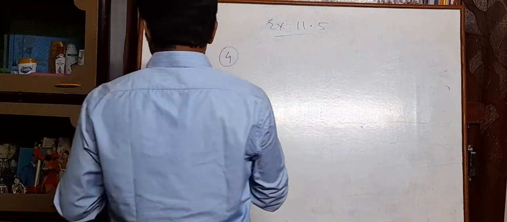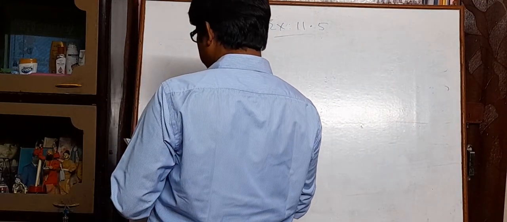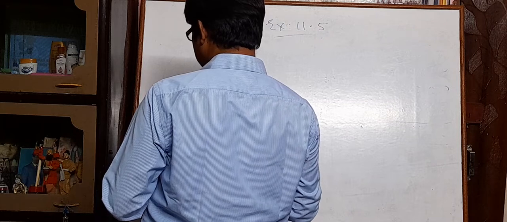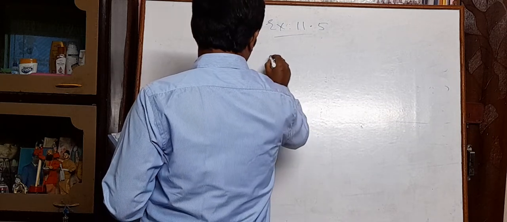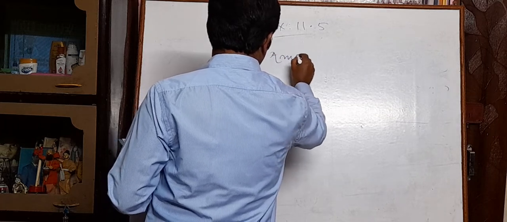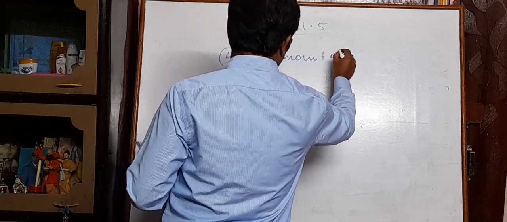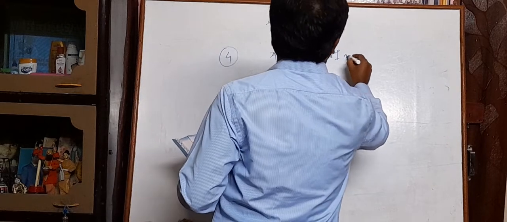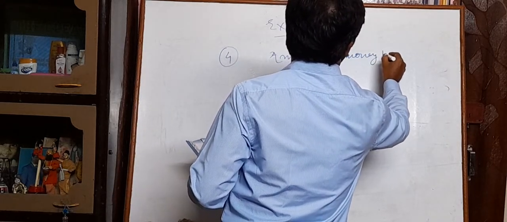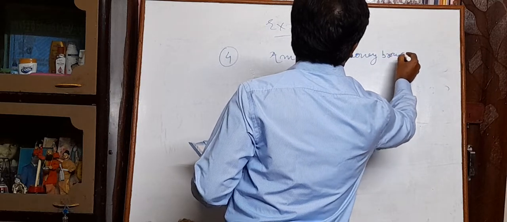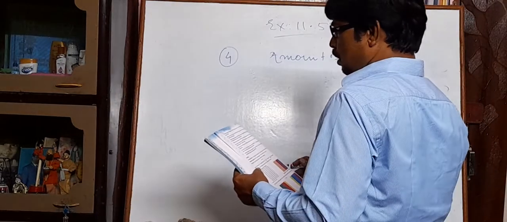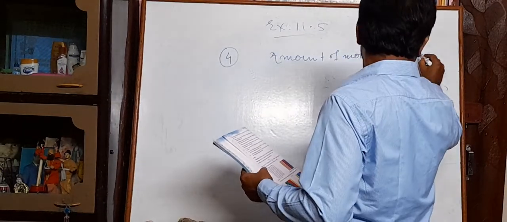So what will be the amount Mona went to the market with? Total amount of money, or you can write amount of money brought. Amount of money brought is how much? 158.60.